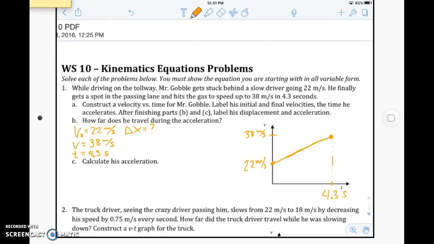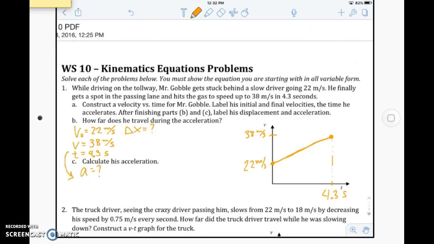So if I look at my equation sheet right now, the things I don't know so far are acceleration and the delta x, the displacement. I don't have an equation that I can use if I don't know acceleration. So what I'm going to do is jump down and solve for that first. So what is his acceleration?